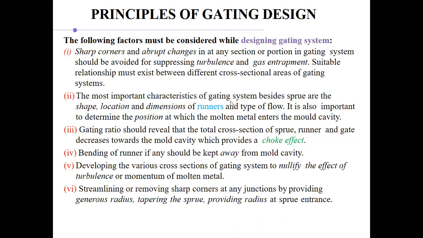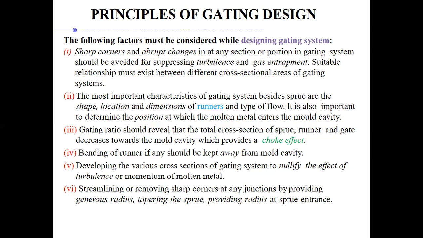And bending of runner, if any, should be kept away from the mold cavity, right? And basically providing those fillets. And the runner should be straight. That's what the purpose is, because that will ensure that all the gates will receive the same amount of molten metal. Developing the various cross sections of gating system to nullify the effect of turbulence or momentum of molten metal, right? The different cross sections in the gating system, like for example, your runner, your sprue, your gating.